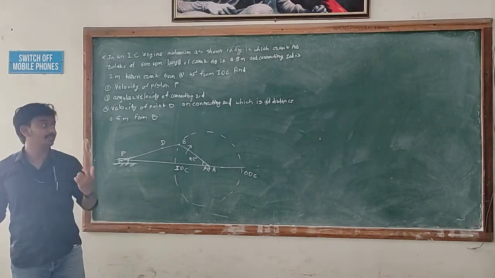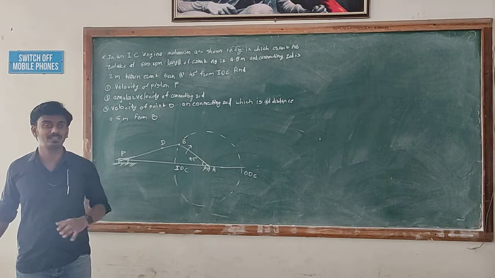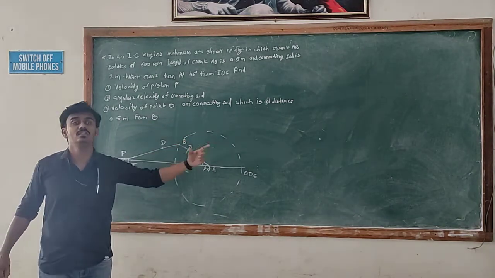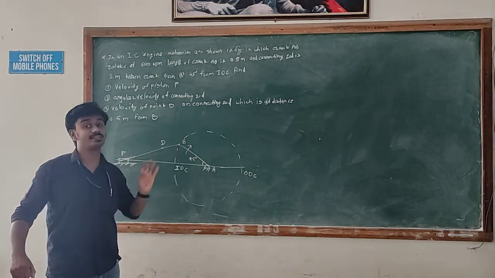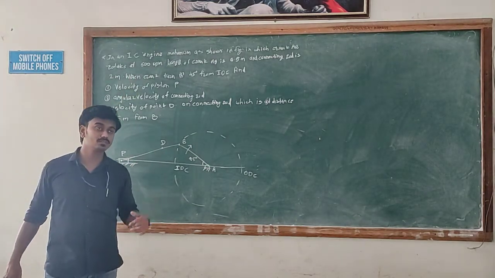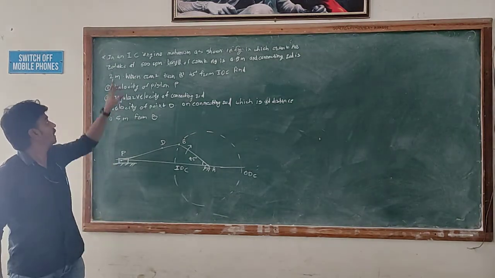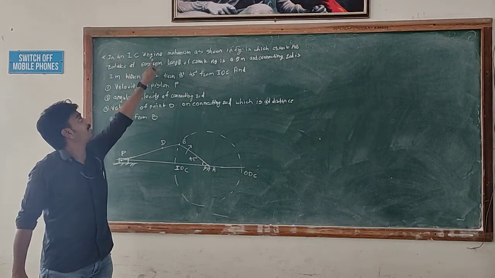Hello student. In this session we will solve one numerical which is based on the relative velocity method, and the mechanism is the slider crank mechanism or IC engine mechanism. So here is the statement of the numerical, and we will solve this numerical by using the relative velocity method. The statement is: in an IC engine mechanism.